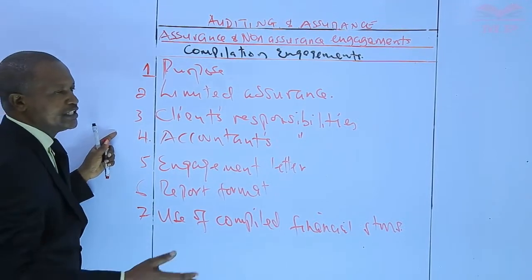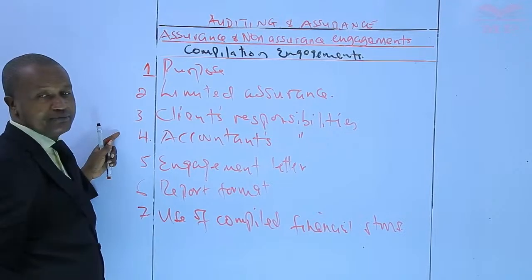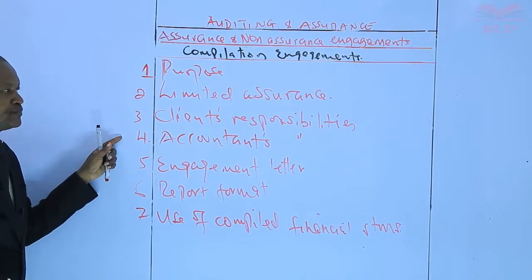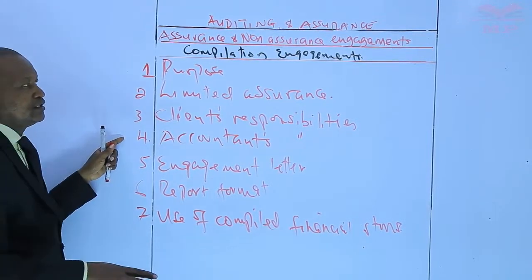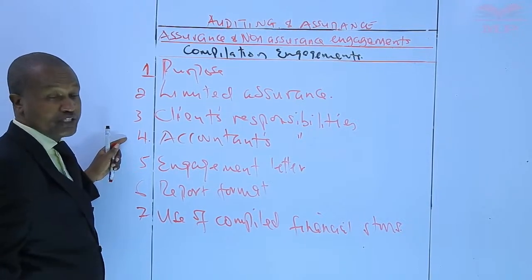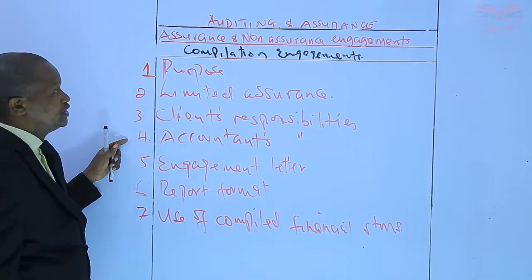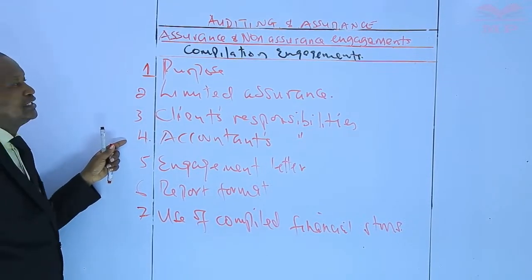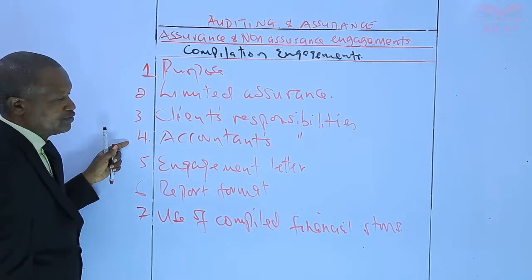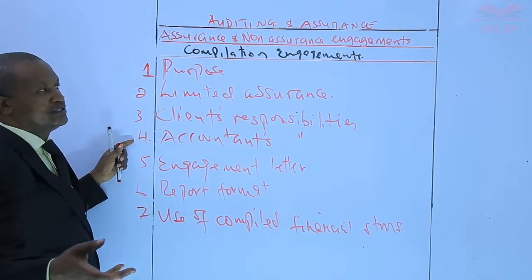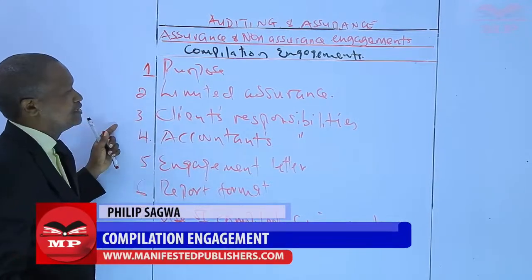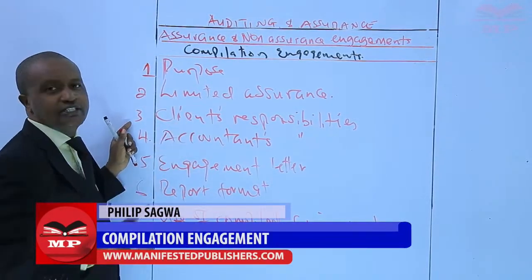You can be asked to distinguish between a compilation engagement and an assurance engagement. Having attended the previous lessons, you should be able to give at least 5 distinctions between the two. That should be your assignment. Your assignment today is to highlight 5 differences between a compilation engagement and an assurance engagement.